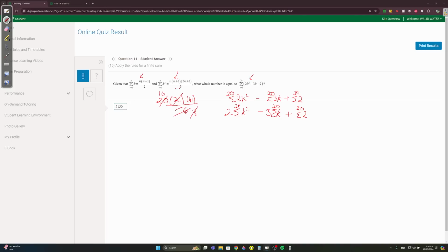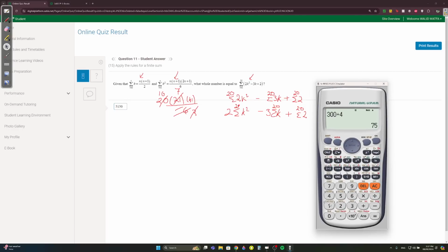3, divide this and this, you get 7. Up here, 10 times, oh, that's a big number. 10 times 7 times 41, 2870. So 2 times 2870 minus 3 times sigma k. Sigma k is 20 times 21 over 2, because n times n plus 1 over 2, huh? So 20 into 20 plus 1 over 2, which is 21. This 10 times 21, 210, so 3 times 210, plus sigma 2, 20 times is 2 times 20, so 40.